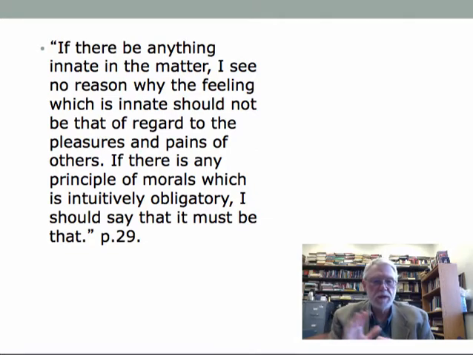And he goes on to say, and I want to explain this in some detail, that's why I have the text here. He goes on to say, if there be anything innate in the matter, now by innate he means it's already in the mind and not learned from the world. And he says if there's anything innate, which he doesn't really think there is, I see no reason why the feeling which is innate should not be that of regard to the pleasures and pains of others. Now notice what he's doing here. The innate feeling then is that we have a concern for the pleasures and pains of others. That's really what's behind this. He's going to talk about that a little bit further on in this chapter. But this is very important.